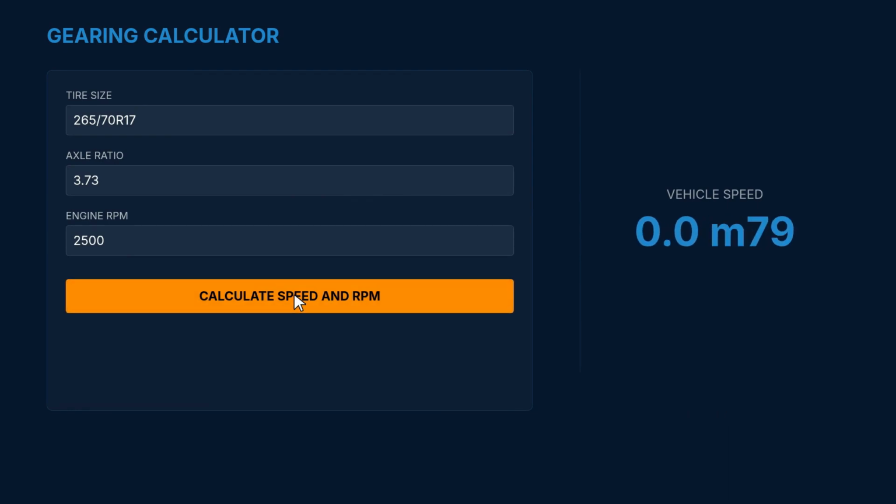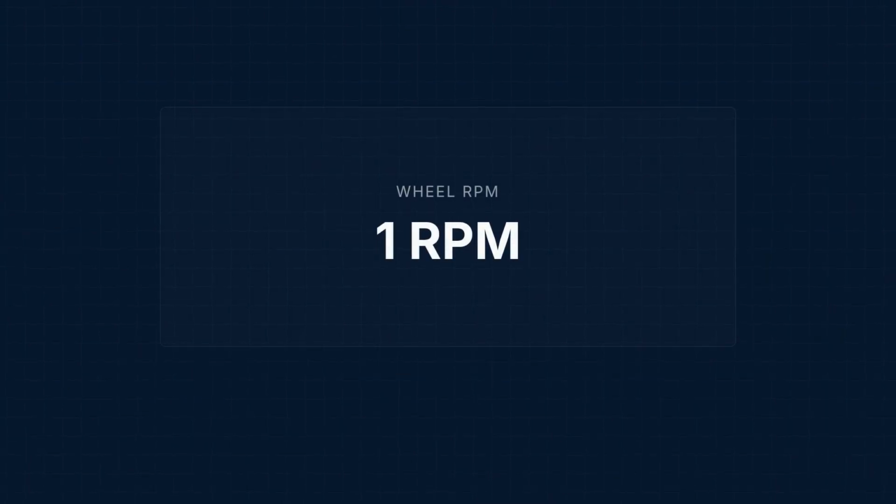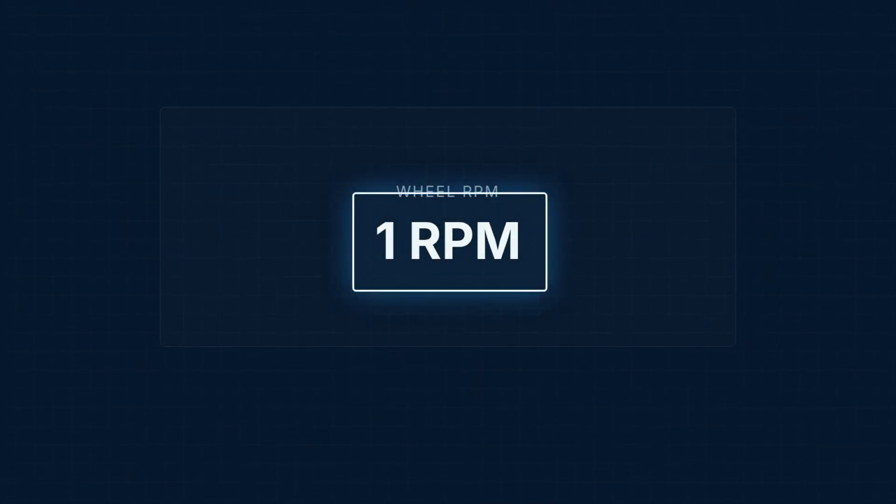Vehicle speed shows 0.0 mph. With these extreme test values, the speed rounds to 0. Wheel RPM is 1 RPM. Your wheels turn once per minute with these inputs.